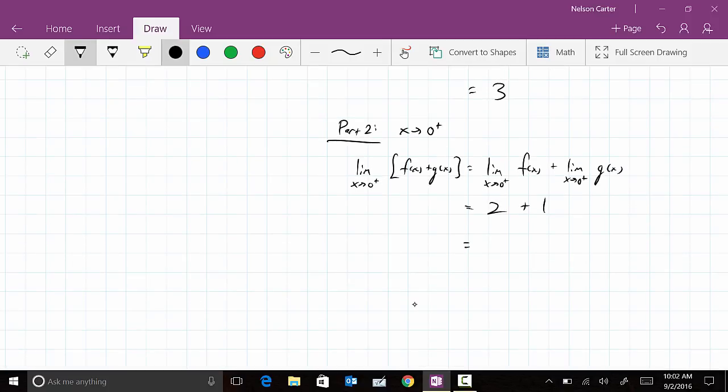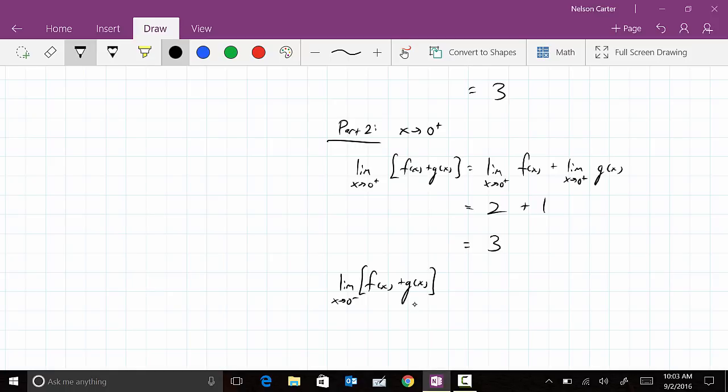But 2 plus 1 is 3. And these are both equal. So here we got that the limit as x approaches 0 from the left of f of x is equal to 3, but we also found that 3 is equal to the limit as x approaches 0 from the right. Oh, I'm sorry, I forgot to put something else in here. I said f, but it's f plus g, right? That was the whole big deal. Of f of x plus g of x.